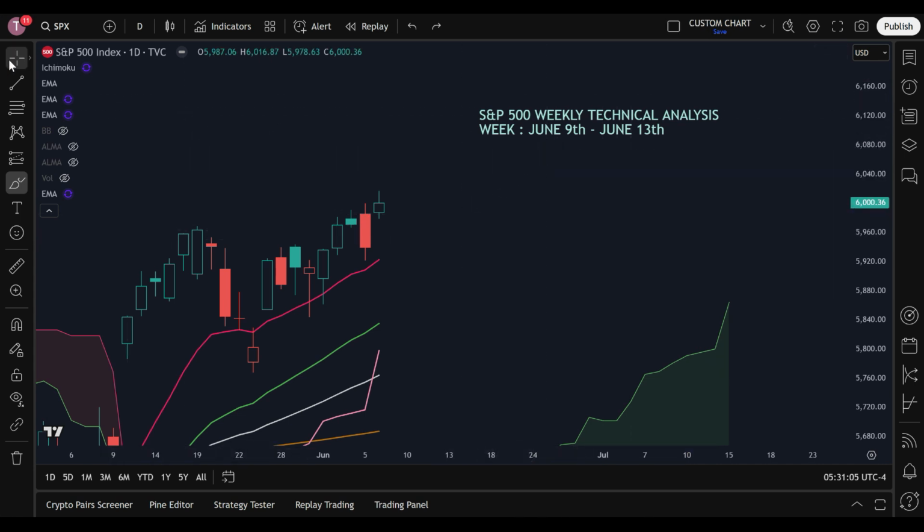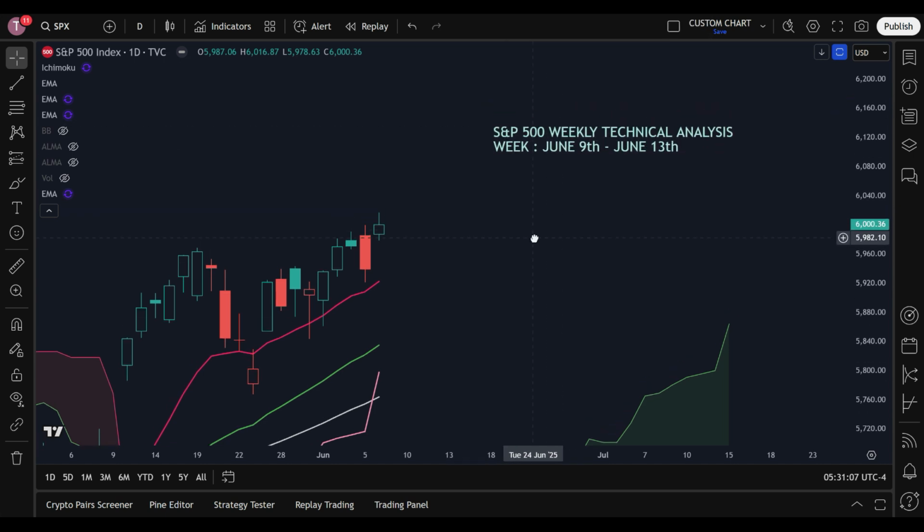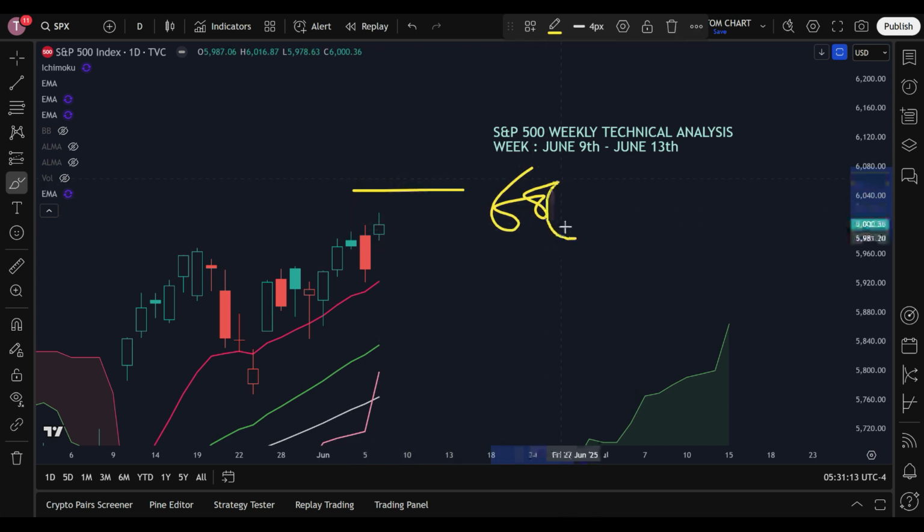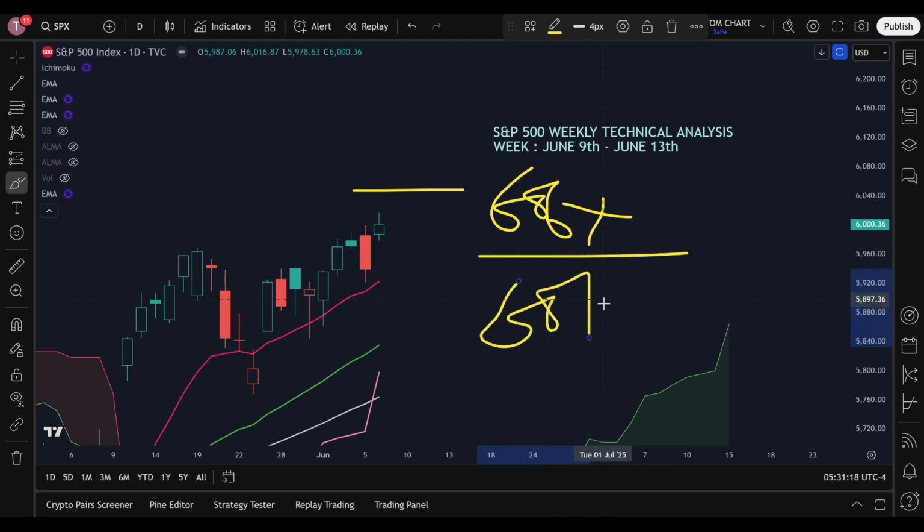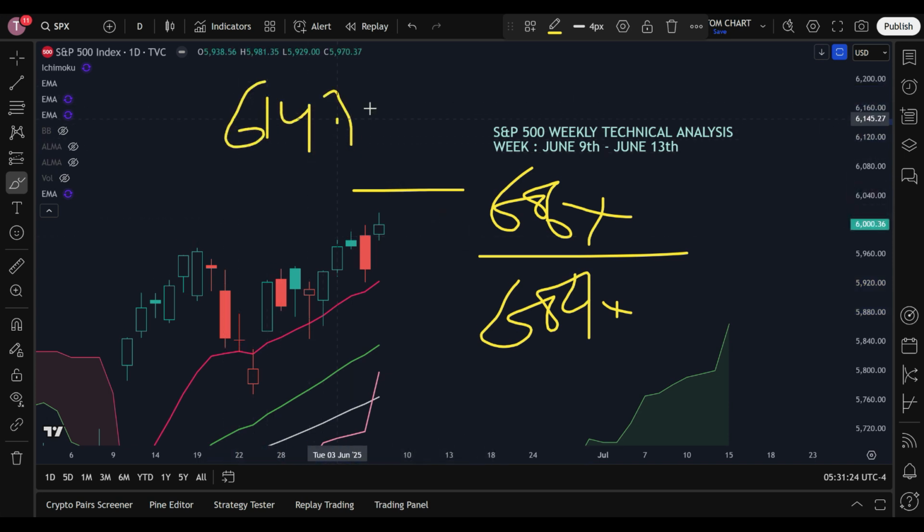Now, what we know is that there are these resistances and zones, and here 606x, but before that 604x is there. Then comes 6147, which is the all-time high. I'm talking about the bull side, because on Monday we are anticipating a bullish movement irrespective of any open, and this is the bullish movement.